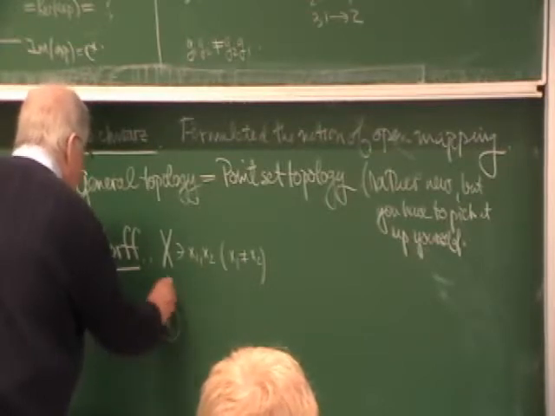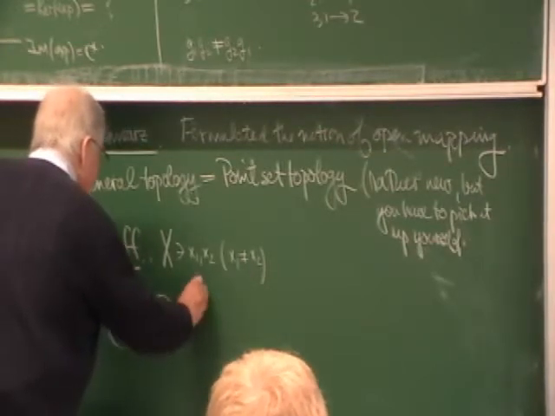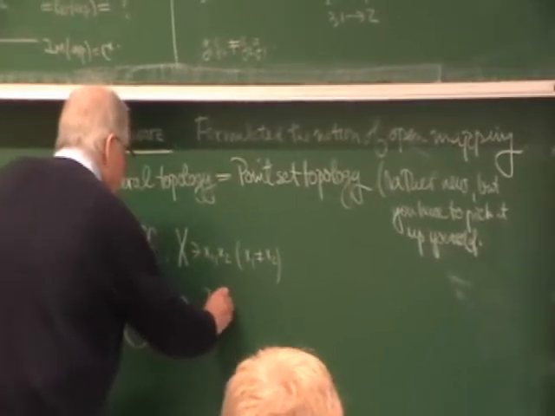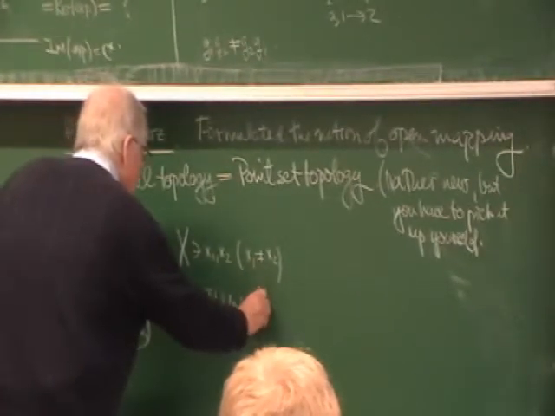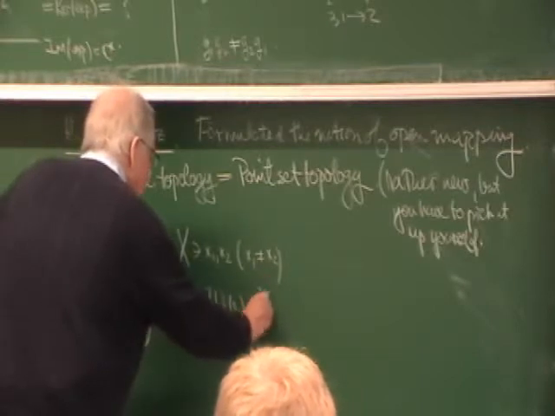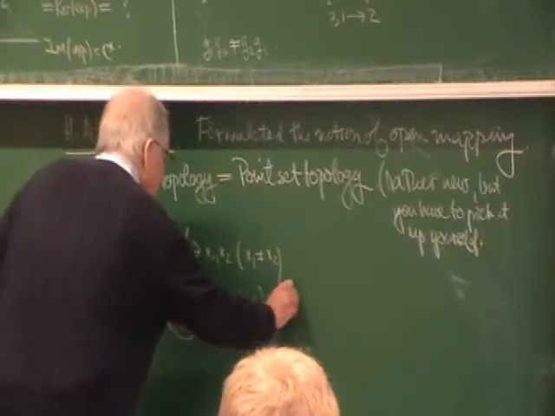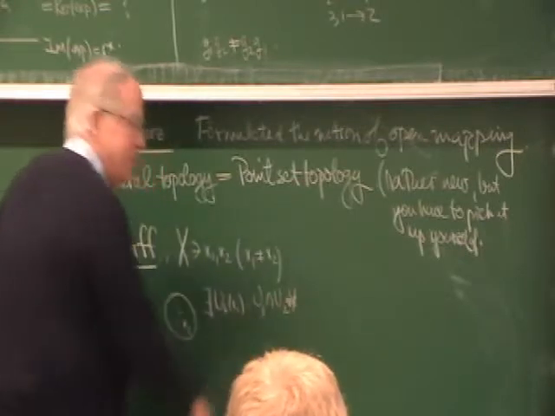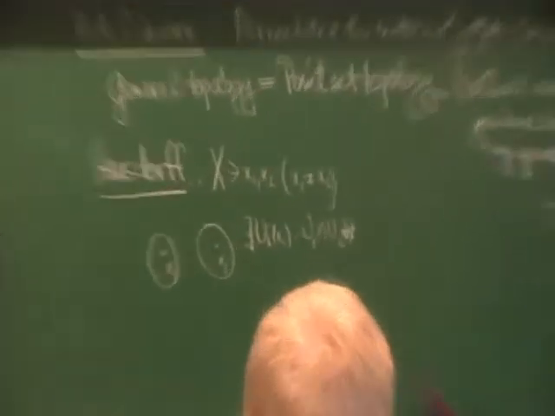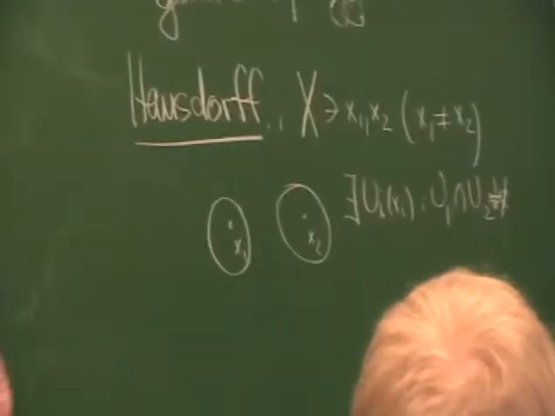Does anybody here remember? There exist open sets U1, U2, open neighborhoods of Xi, such that U1 intersect U2 is the empty set. Is that Hausdorff? Okay. You can separate points by open sets. It's a fundamental thing. It's absolutely fundamental.